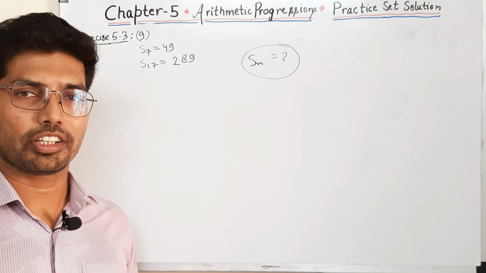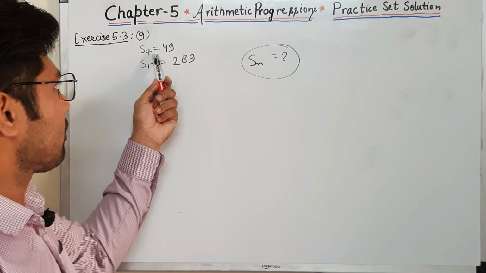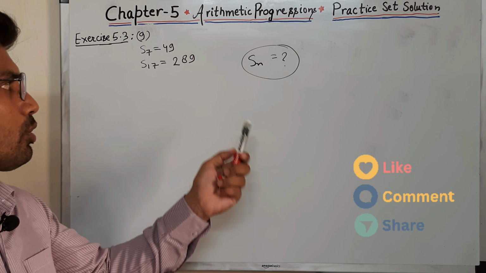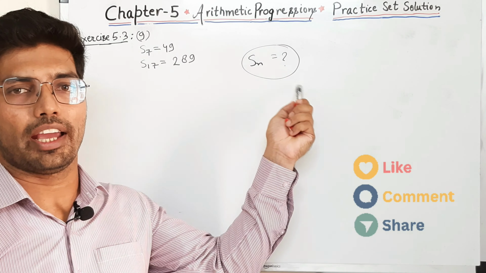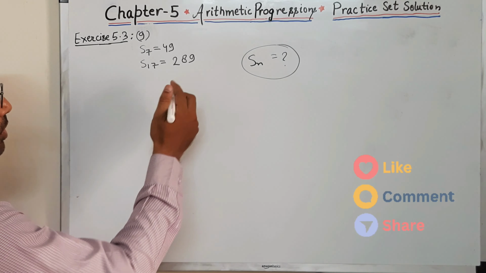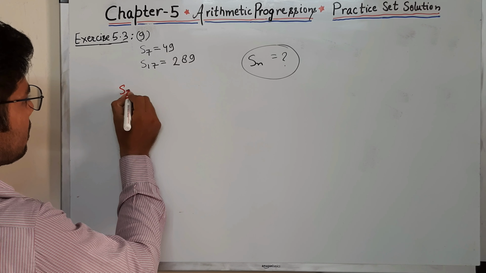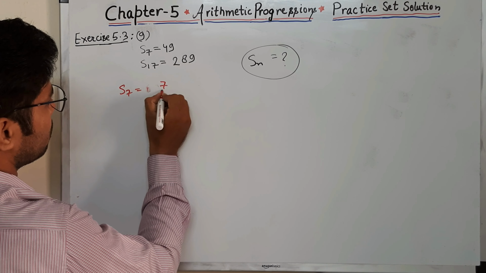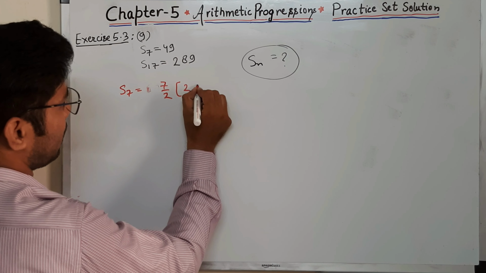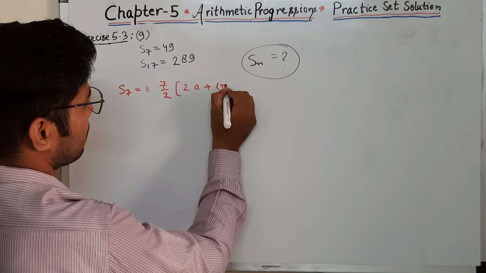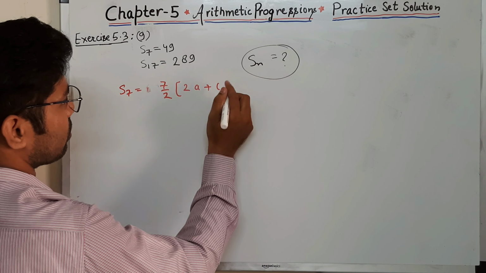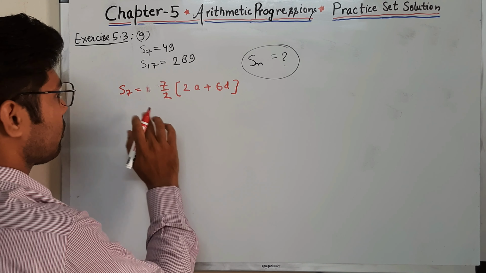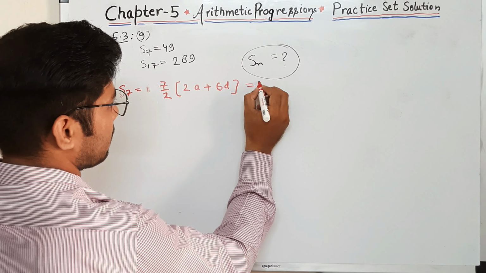Okay guys, now come to the next question. Here we know the sum of the starting 7 terms is 49 and the starting 17 terms is 289. So we need to find a general formula for the nth term. Sum of n terms: S7 can be represented as n by 2, which is 7 by 2, twice of a plus n minus 1 times d, n is 7 here. A and d we don't know, and this is 49.